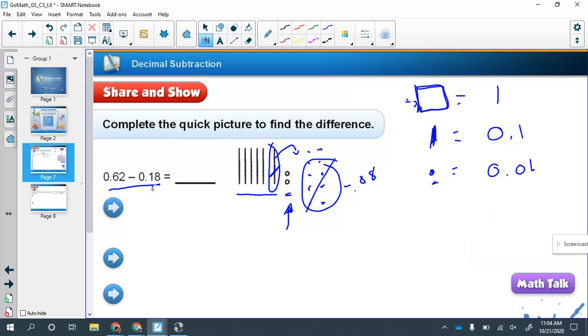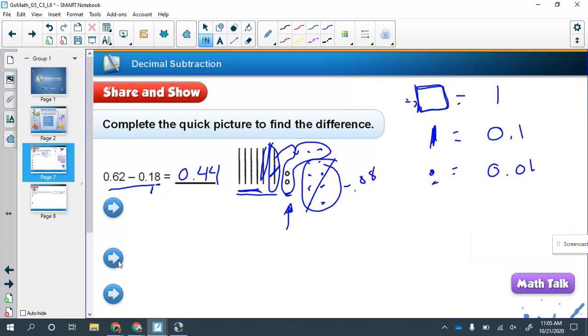Now I'm going to move on to the tenths place, and I need to take away 1/10. I'm just going to cross that one out right there. And now I'm ready to write down my answer. Well, here in the hundredths place, I still have 4 units. Here in the tenths place, I have 4 units as well. So my answer to 62 hundredths minus 18 hundredths is 44 hundredths.